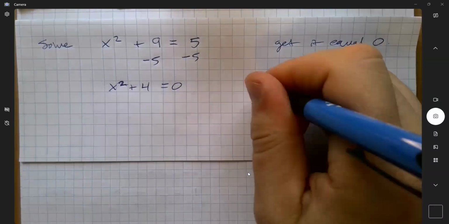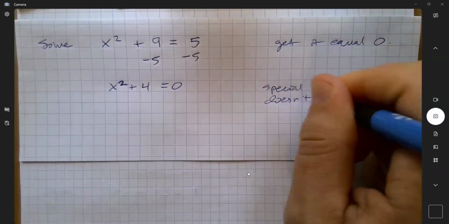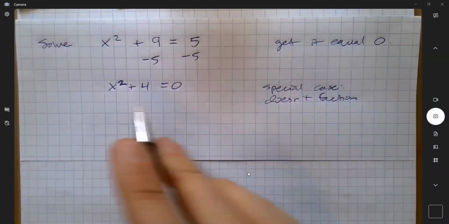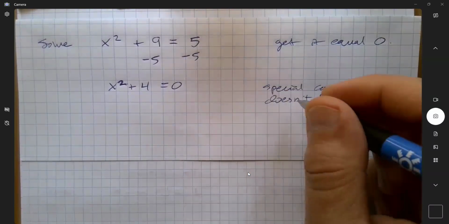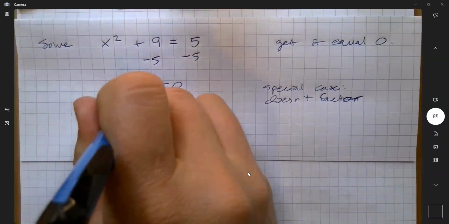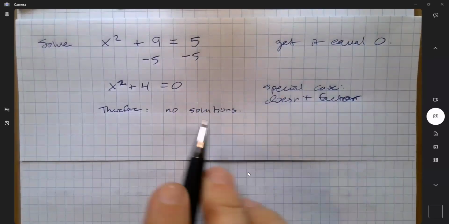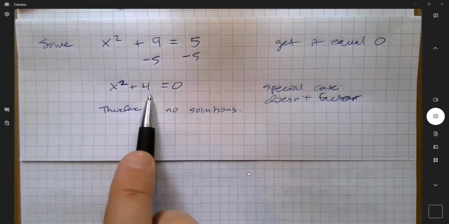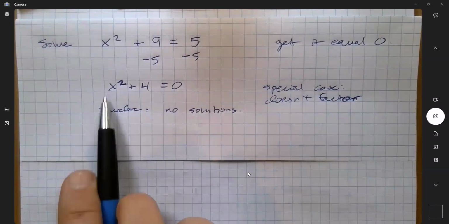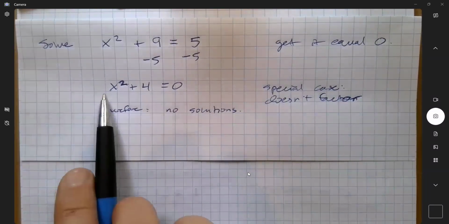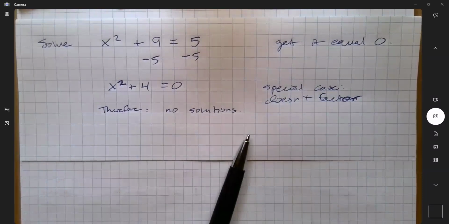This is our special case that doesn't factor, because it's x squared plus a number. And if it doesn't factor, it means there are no solutions. If I cannot find an x squared that makes this number equal to 0, there are no solutions. And if I can't factor it, there are no x values that would make it equal to 0. Let me show you what that looks like on Desmos.